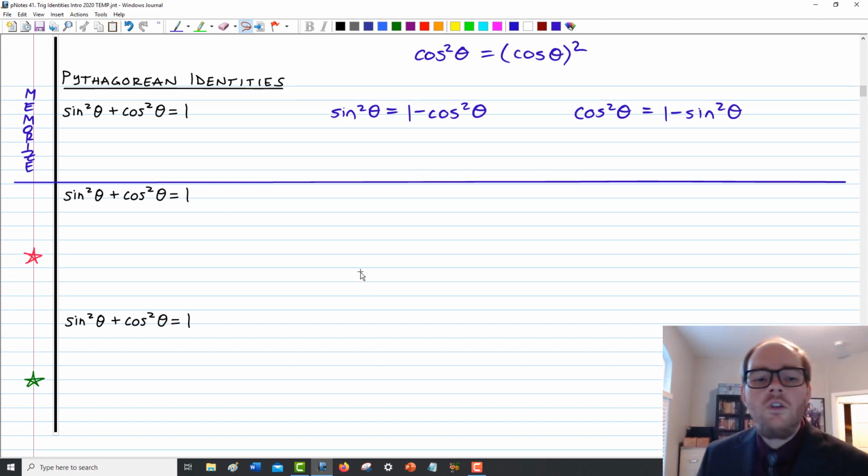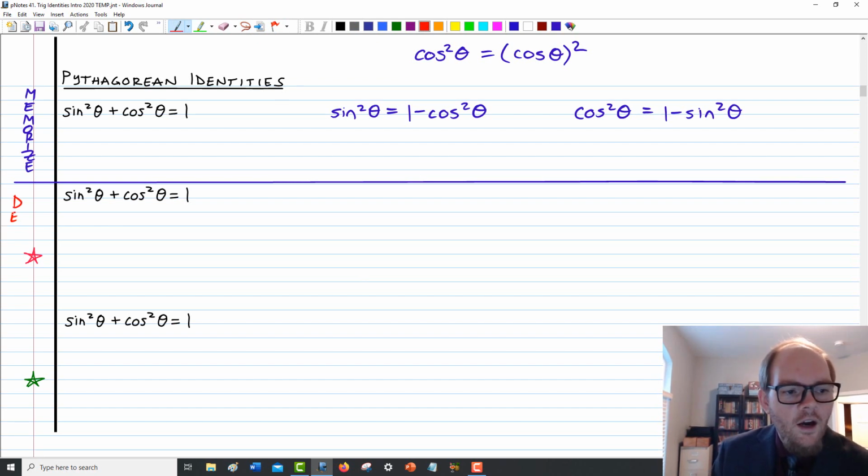So for these other ones, I'm going to show you how to derive these other identities. So we're going to derive them. Not like hop in the car, turn in the ignition, and then go for a cruise. That would be driving them. We're going to derive them. Had to make a pun at some point.